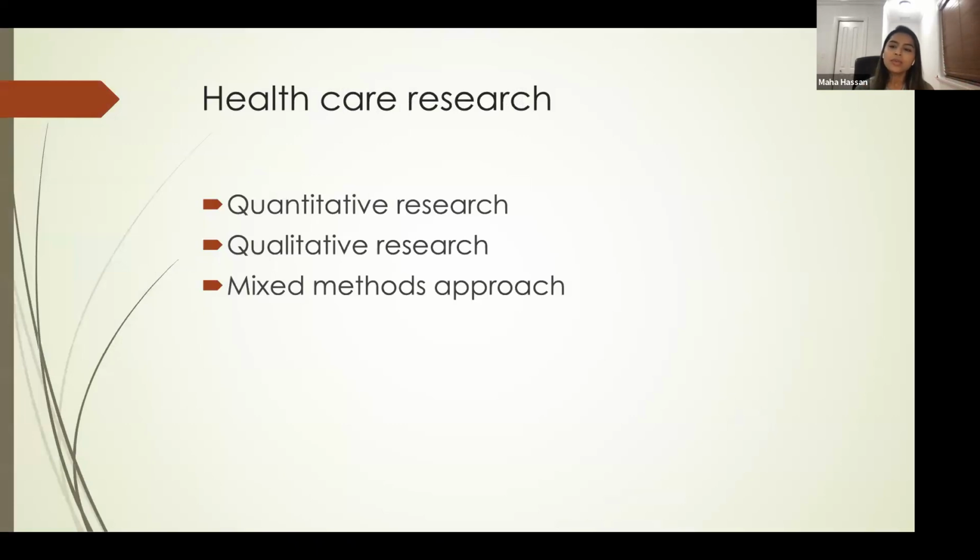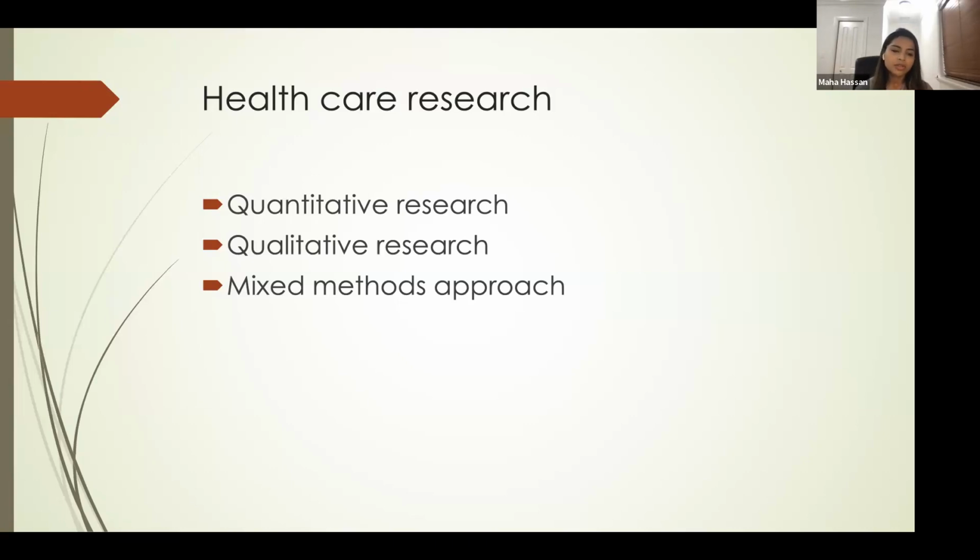Healthcare research. Now, there are three main types, basically three divisions of research. There's the quantitative data that we all know, the research method that uses data that is measures of values and counts that are then described using statistical analysis methods that help the researcher make inferences or get results.